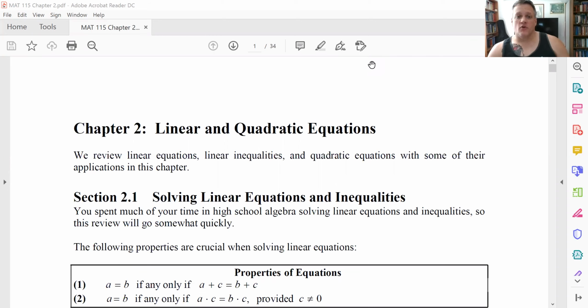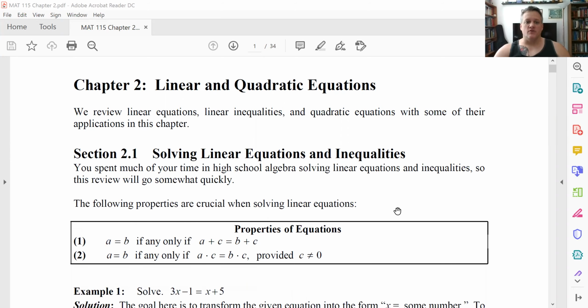2.1 is devoted to studying linear equations and inequalities, so we'll learn all about those. And then in section 2.2, we look at some word problems involving those types of things. And then we'll move on to quadratics after that. All right, so to begin, let's look at section 2.1, the properties of equations, right?